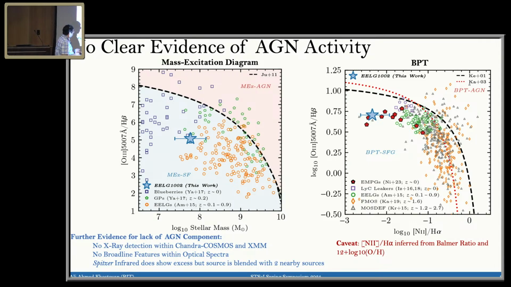We find further evidence for a lack of AGN by looking at X-ray observations from Chandra and XMM. We don't see any emission associated with the source, and we do not see any broad-line features within the optical spectra, all indicative that this source has its emission lines primarily powered by star formation activity.